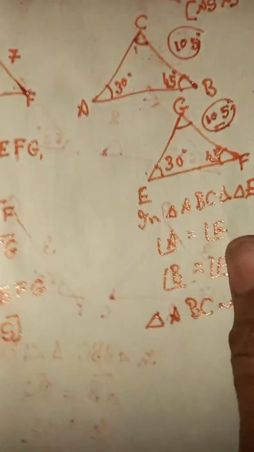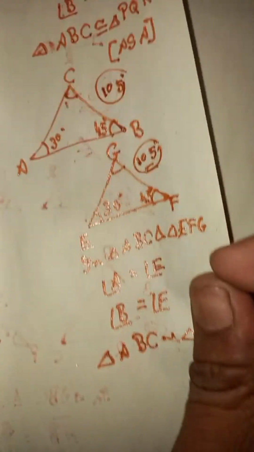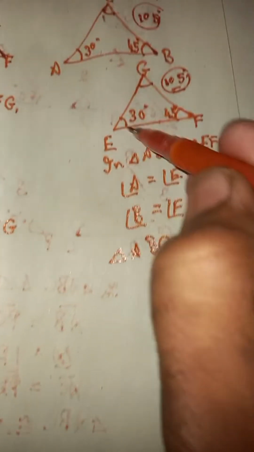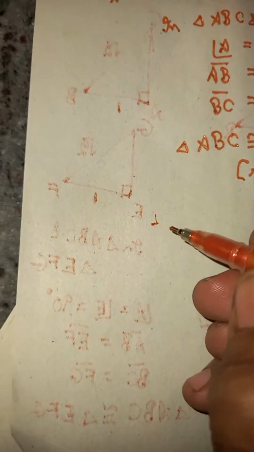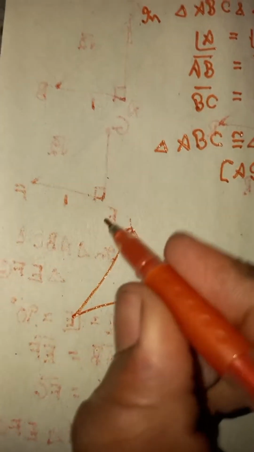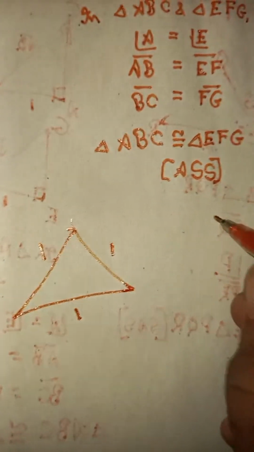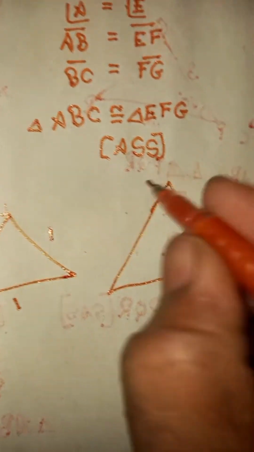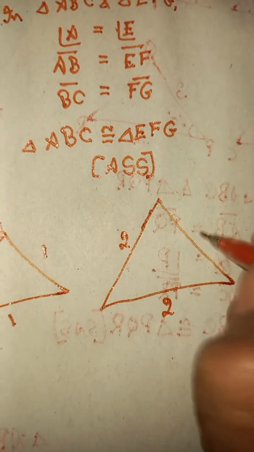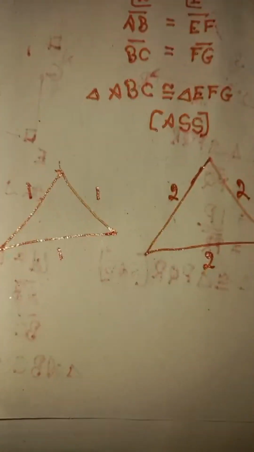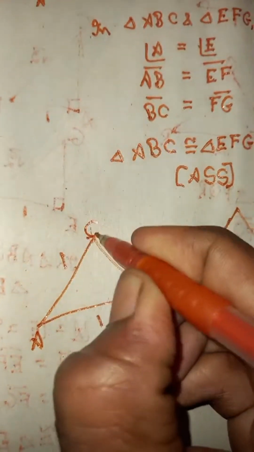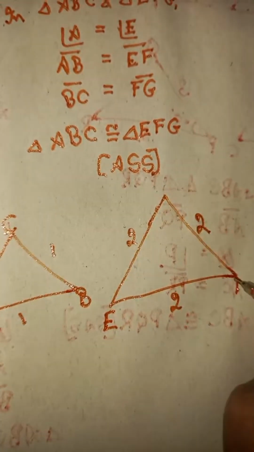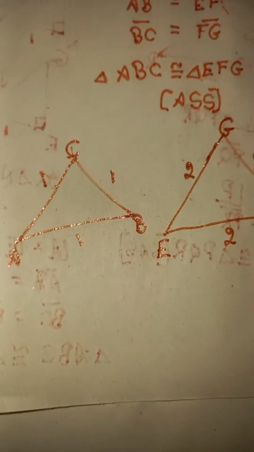I will tell another one, similarity of triangles. Here they gave angle similarity. Another type is side similarity. Here they are giving one triangle in which all sides are equal to 1 unit, and in this triangle all sides are equal to 2 units. Here you need to find out whether they are similar and how they are similar. Here ABC, here EFG. They are going to have the same proportion.